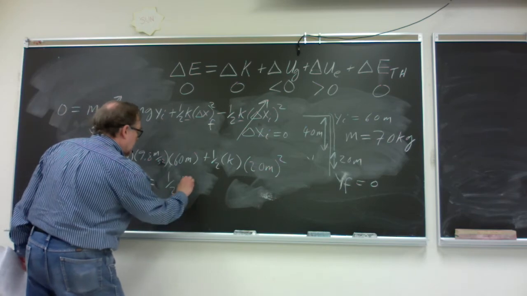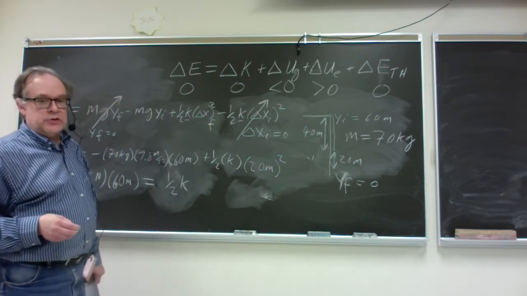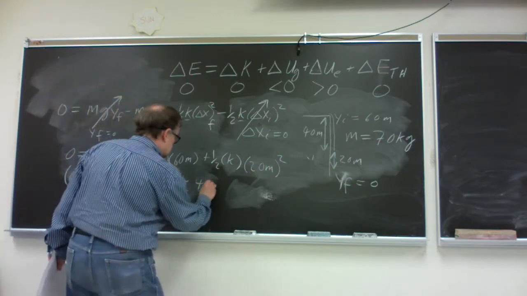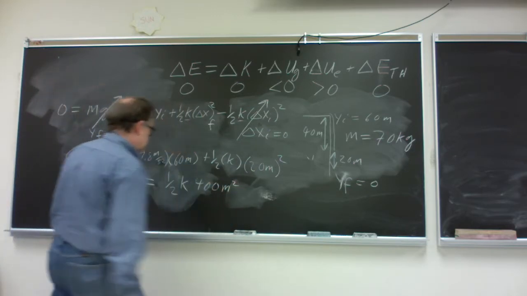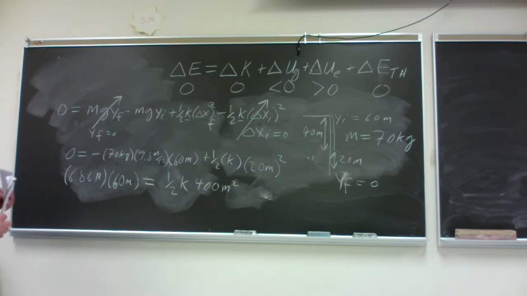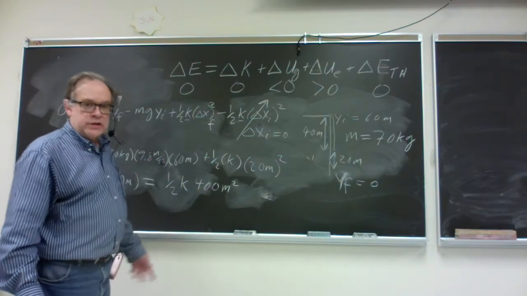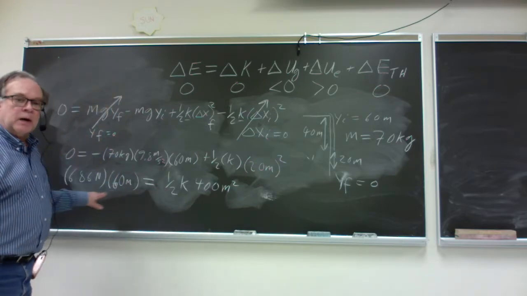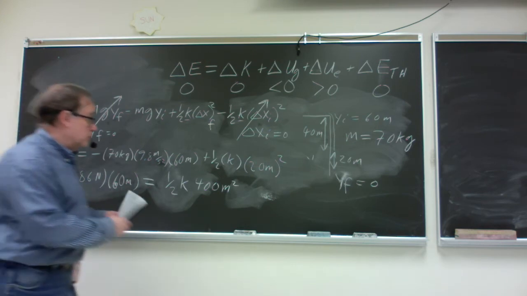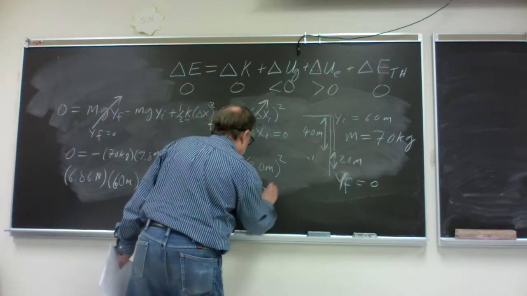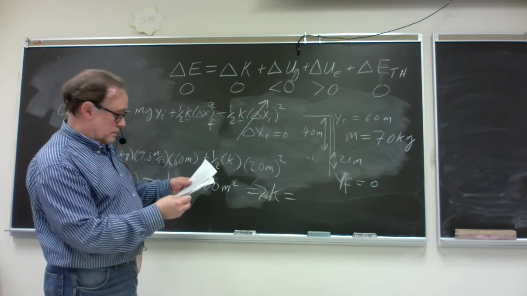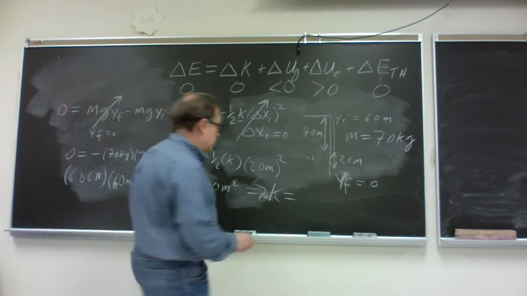1/2 k times 20 meters squared, or 400 square meters. And then just do the algebra. 1/2 times 400 just gives us 200 square meters, and divide both sides of the equation by 200 square meters. So K comes out to, let's see, where's my number? 206 newtons per meter.